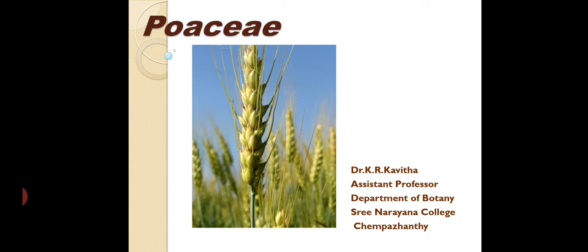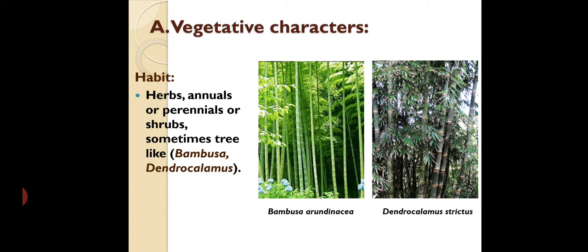Coming to our slides, before that I once again repeat the taxonomic position of this family: class Monocotyledon, series Glumaceae, family Poaceae. Like the previous taxonomic classes, here also we will discuss the vegetative characters and floral characters. First we will discuss its vegetative characteristics.